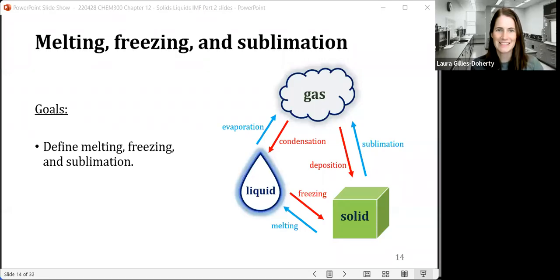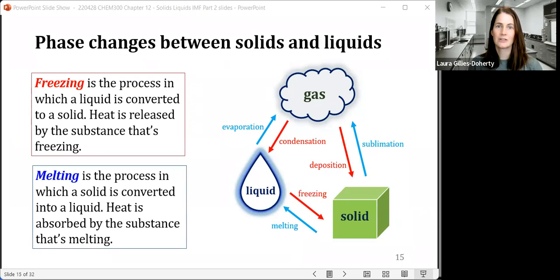Everybody, welcome back. This is Chem 300 and we're continuing chapter 12 in this section with talking about the phase changes of melting, freezing, and sublimation. So our goals in this section are to define melting, freezing, and sublimation. So let's talk about these phase changes. We'll start with melting and freezing. These are phase changes between solids and liquids.